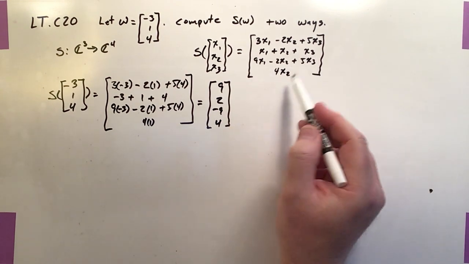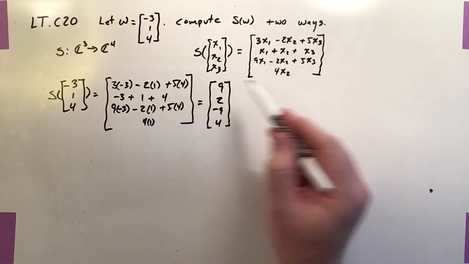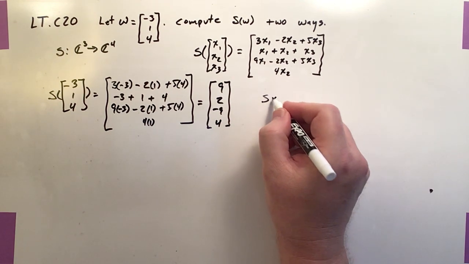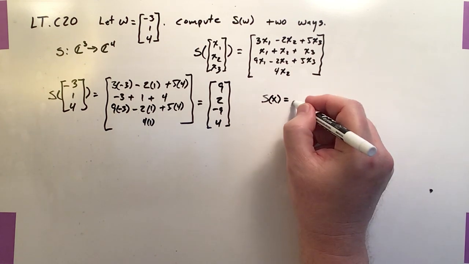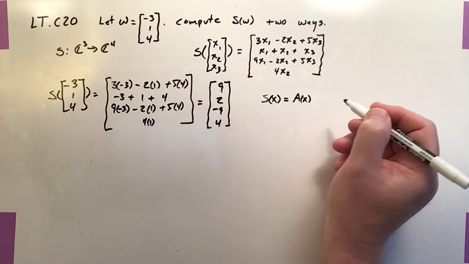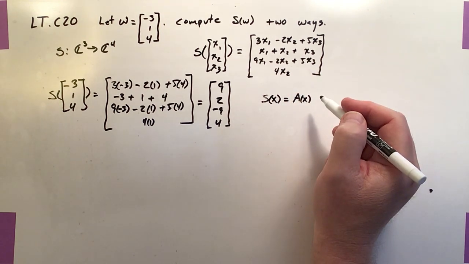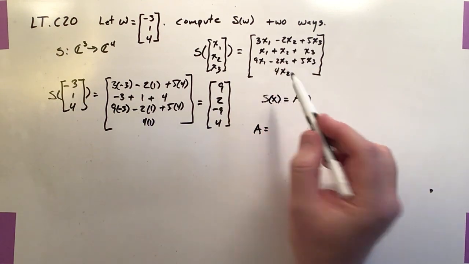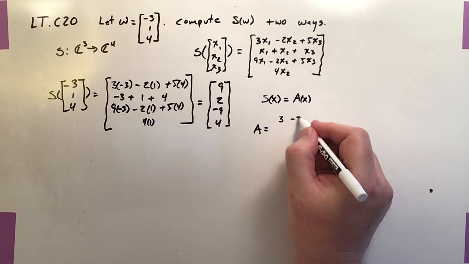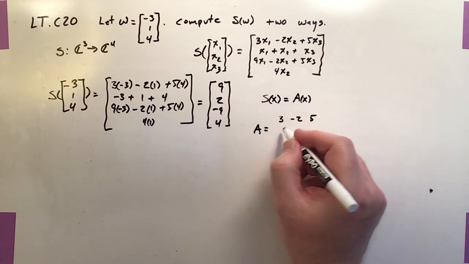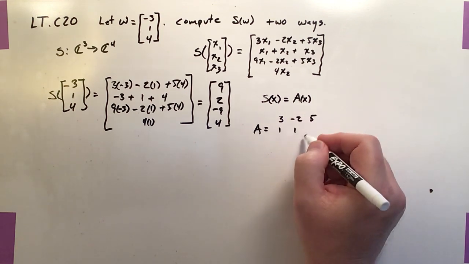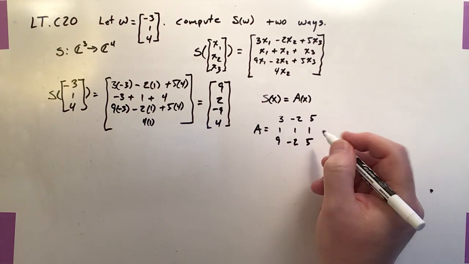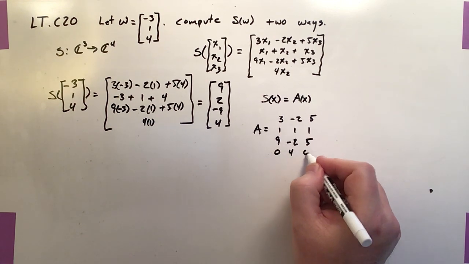We're going to do it via matrix multiplication, because the second way of doing this is to treat S times X as the same as some matrix A times X. Let's find that matrix A and then show that they're the same. If we undo the multiplication, A would be equal to 3, negative 2, 5; 1, 1, 1; 9, negative 2, 5; and 0, 4, 0.